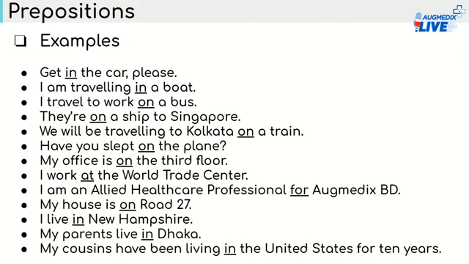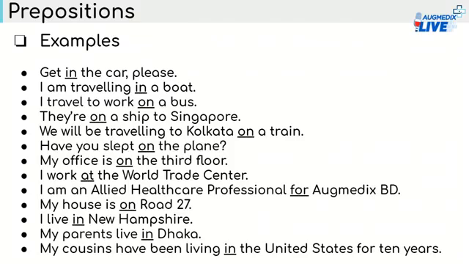Okay, now what about road numbers? When you have certain road numbers, or when you want to talk about a road and maybe you want to say that a particular building is on a road, you go with on road. So let's just say that my house is on road 27. My house is on road 27 and not in road 27.